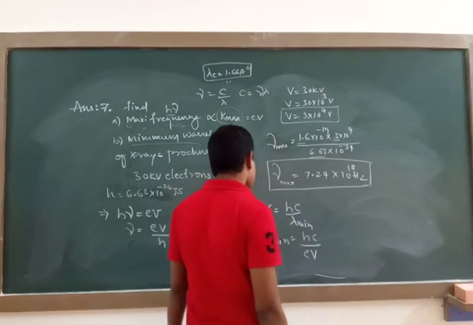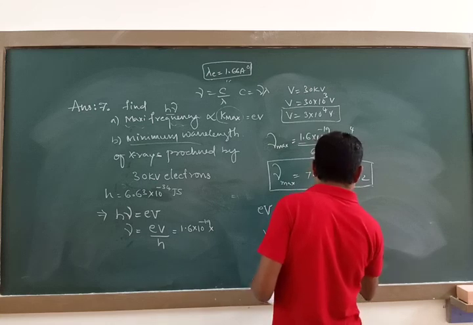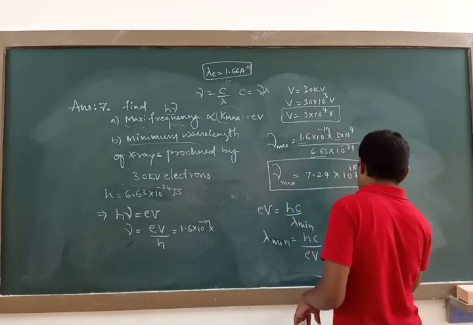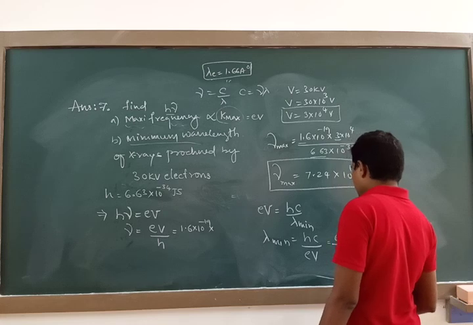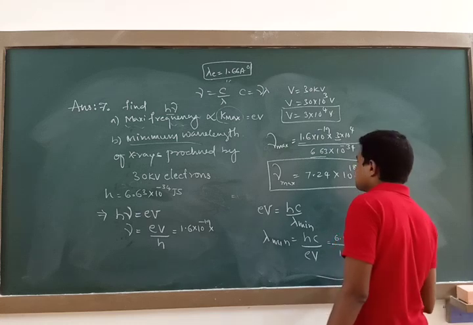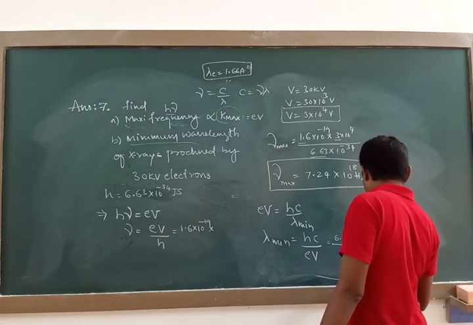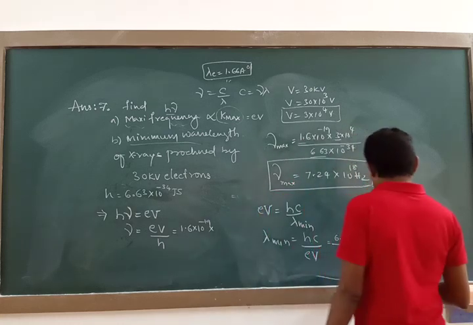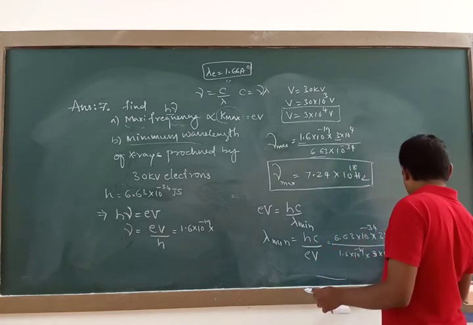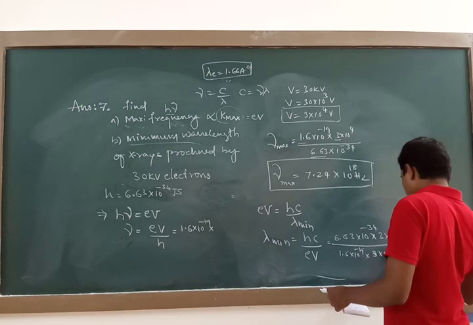V is known, h is known, c is known; we must know these. h is 6.63 into 10 raised to minus 34, c is 3 into 10 raised to 8, the velocity of light. e is the charge of the electron, 1.6 into 10 power minus 19. V is 3 into 10 power 4, the accelerating potential. Simplify this, and you get the minimum value of wavelength. I think you are getting 0.041 into 10 raised to minus 19 meter.